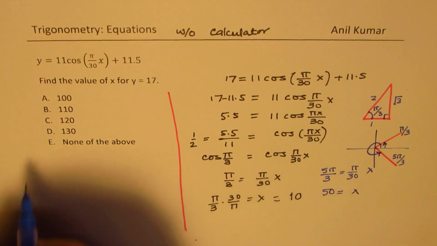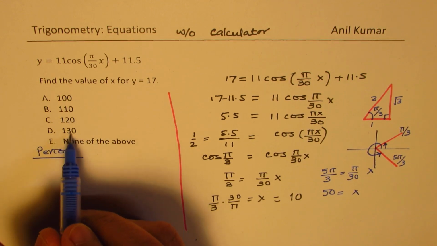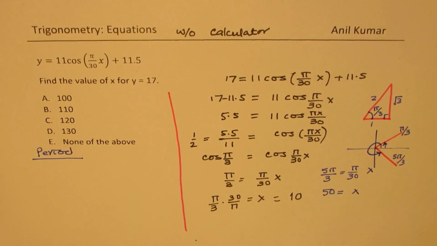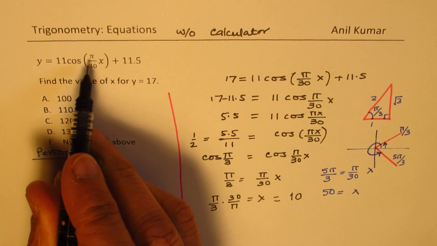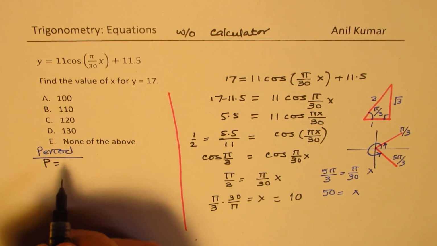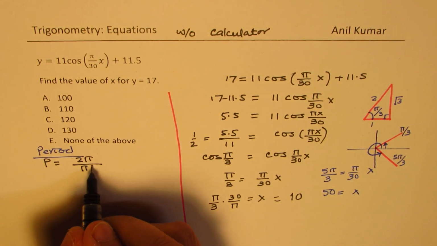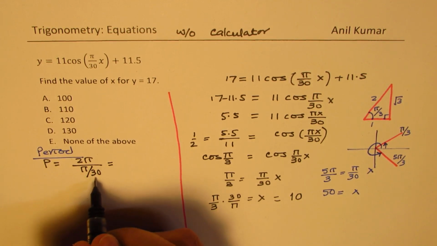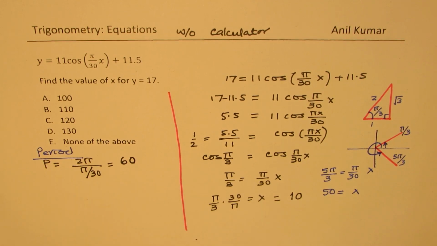Now we need to find the period for the function so that we can match the choice. That's the whole idea. Now, what is the period for x? We know the k value. So the period p will be equal to 2 pi divided by the k value, which is pi by 30. So that gives you 60. So the period is 60. That means after every 60, these numbers will be repeated, right?